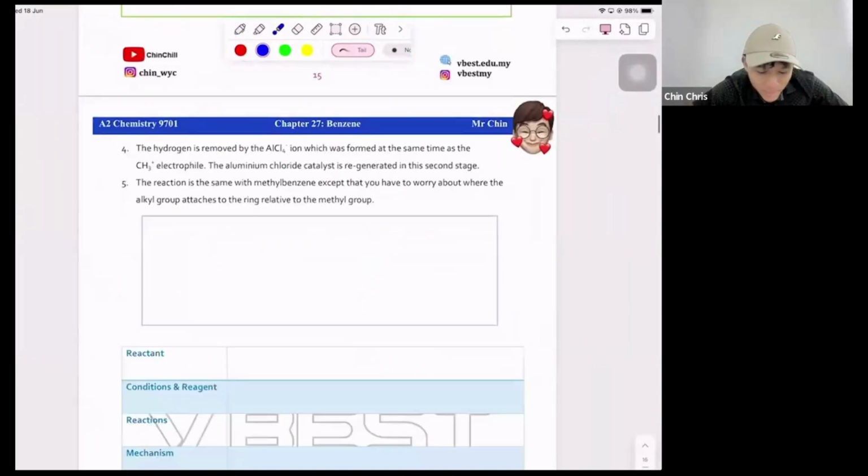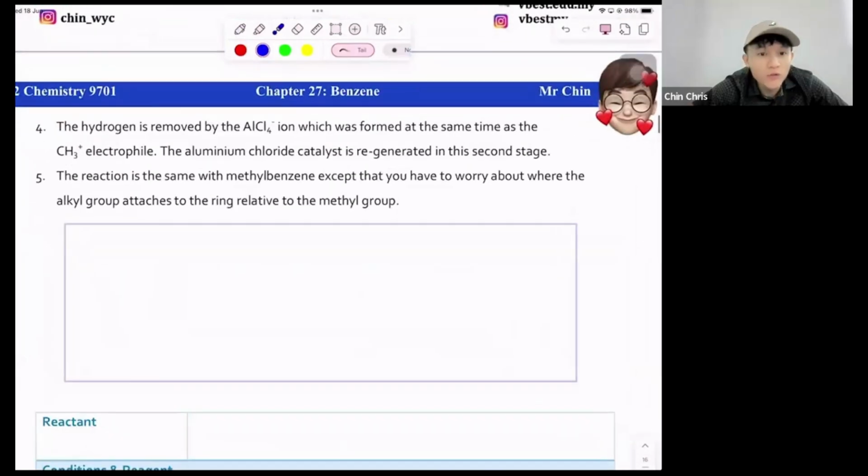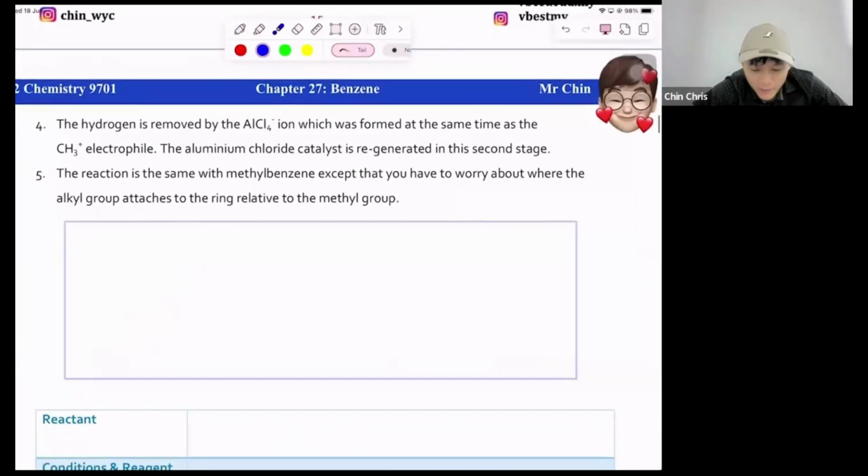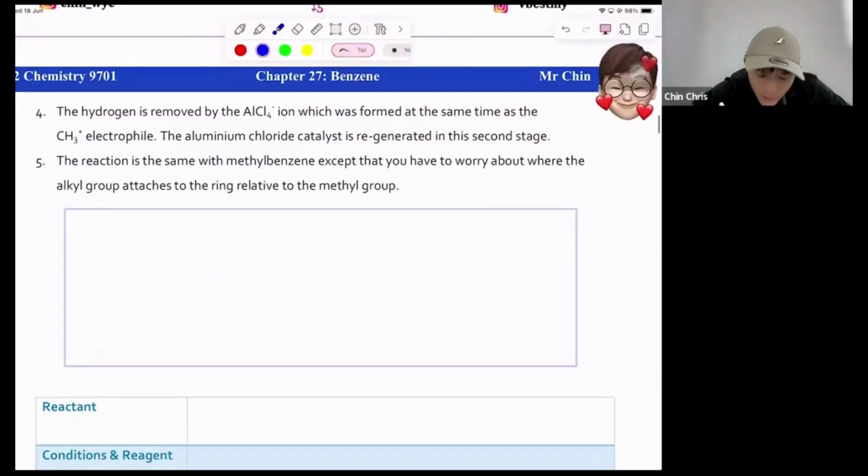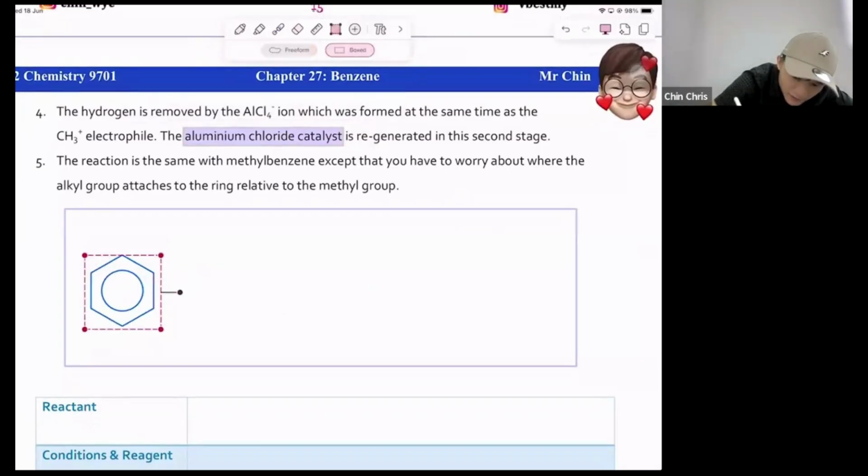Once done, next. The hydrogen is removed by the AlCl4 minus, which was formed at the same time. Then aluminium chloride is regenerated. This catalyst is regenerated in the second step. So guys, now let's say if I have a methyl group.